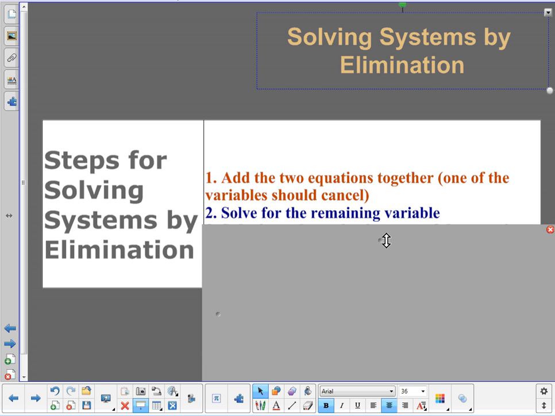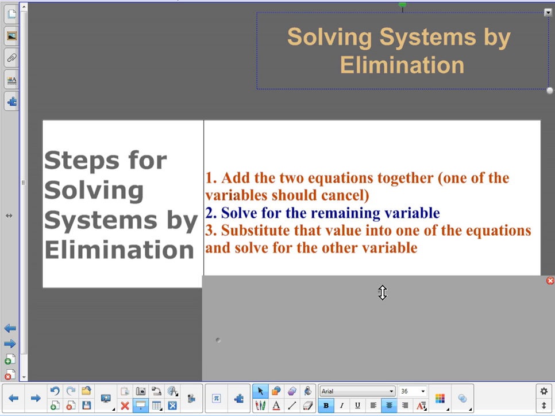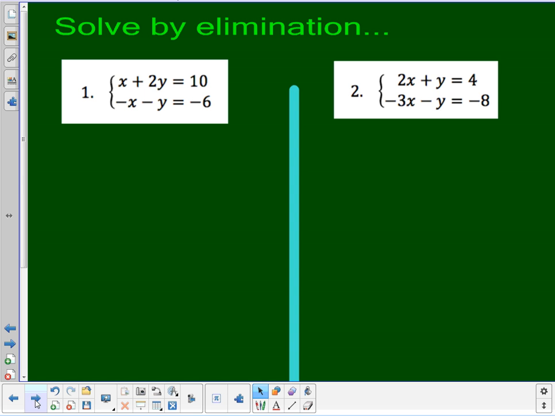And then the second step is to solve for whatever variable is left after the other variable eliminates out. And then the last step is to substitute what you found back into one of your equations and find the other variable. So let's take a look at what this looks like. Remember that you can pause the video to write down if you need a little bit more time.